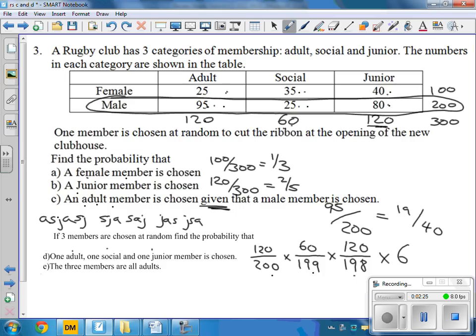No such problem with the last one, though. If you want all 3 of them to be adults, there's only one way of doing it. You've got to get an adult on the first one, an adult on the second, and an adult on the third. But again, this time the thinking is there's only 120 adults to choose from. When you've chosen one of them, there's only 119 of them left, and then there's only 118 of them the next time. And those two have caused some interest in other years.